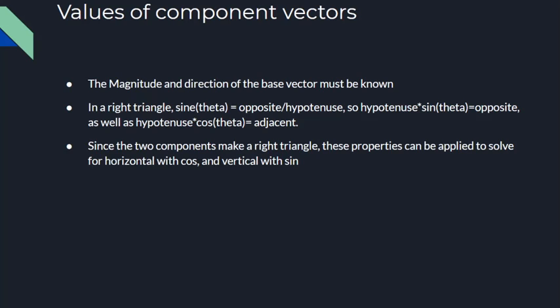To find the values of the component vectors, the magnitude and direction of the initial base vector must be known. In a right triangle, sine theta equals opposite over hypotenuse. Rearranging this equation, you can have hypotenuse times sine theta equals opposite. The same applies for cosine, where you get hypotenuse times cosine theta equals adjacent. Since the two components make a right triangle, these properties can be applied to solve for the horizontal value with cosine and the vertical value with sine.